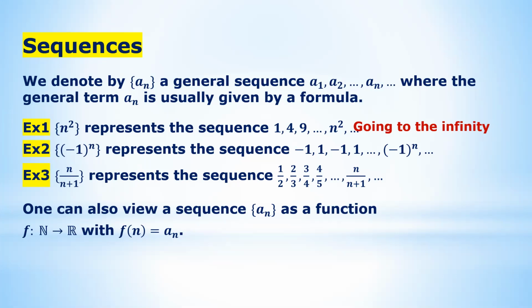The second sequence is (-1)^n, and this sequence is obviously bounded, but it goes nowhere because it varies from -1 to 1. But the third sequence is a nice sequence, and those are the sequences we want to talk about.